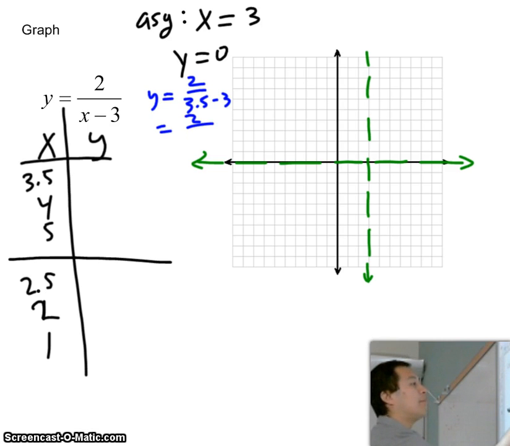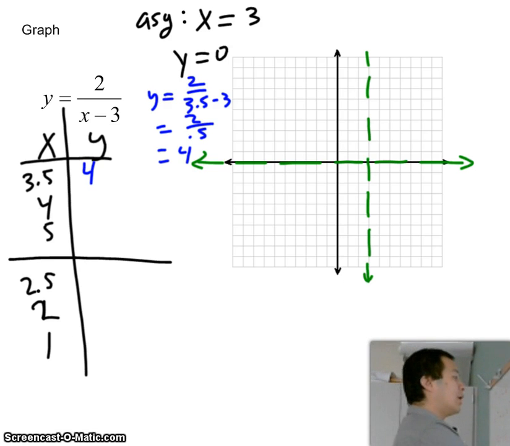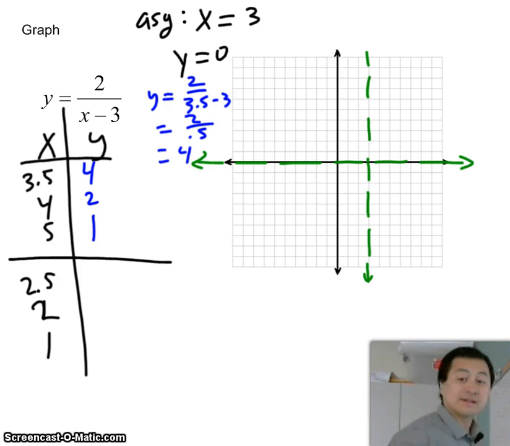That would be 2 over 0.5, which is 2 over 1/2, which is 4. Continue on. I plug in 4, gives me 1, gives me 2. Plug in 5, gives me 2, gives me 1. Alright, I'm going to do another one because I'm not comfortable with that.